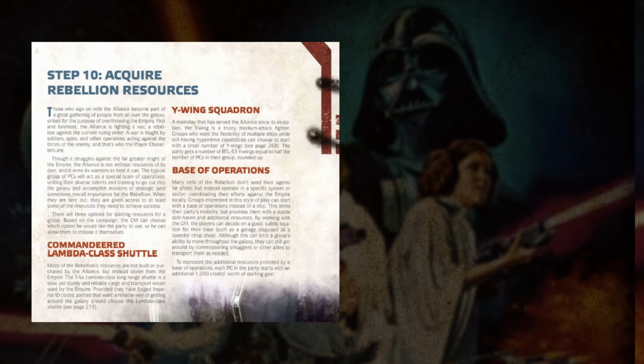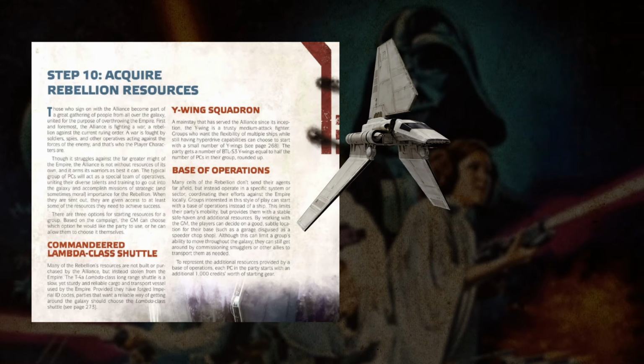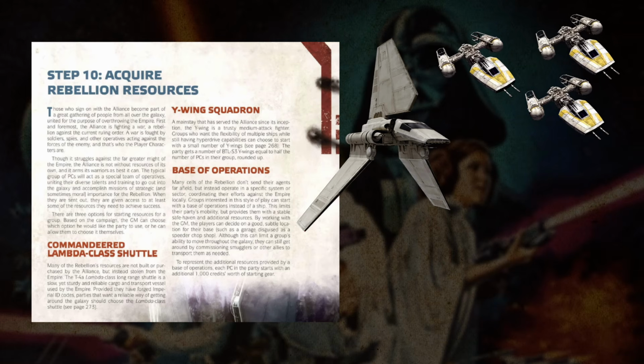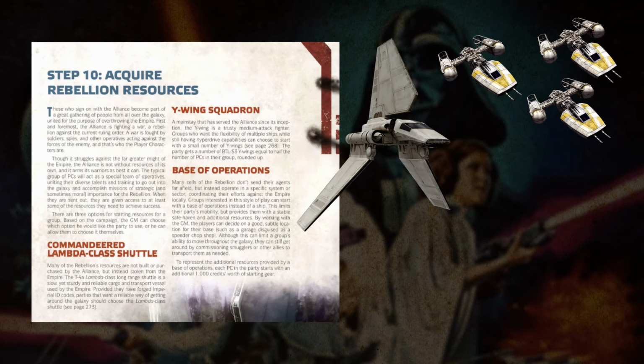And in Age of Rebellion, you get to acquire Rebellion resources. Your first option is an Imperial Lambda shuttle. If you have Imperial codes, this could be a great way to skip past the enemy lines. It's a slower ship, but it's sturdy, and it can hold cargo as well as the party. Option 2 is a squadron of Y-Wings. This is going to be if you want the option of having multiple ships, and these are medium attack fighters. The party will get as many Y-Wings as half the party rounded up.